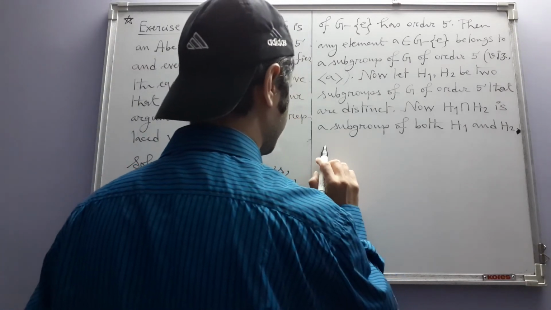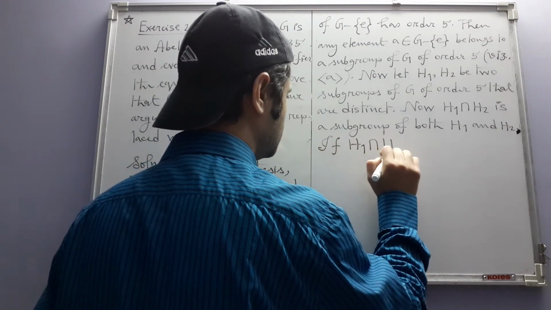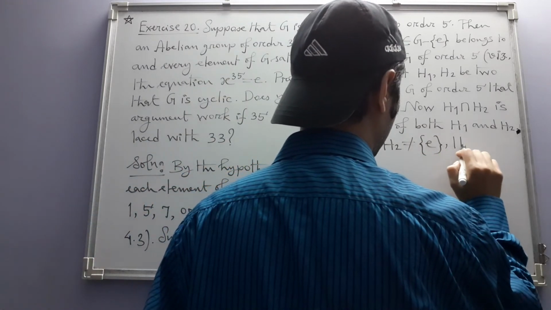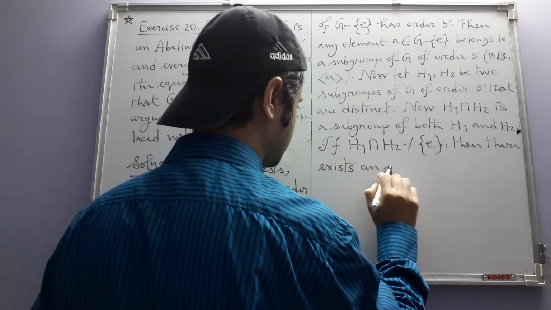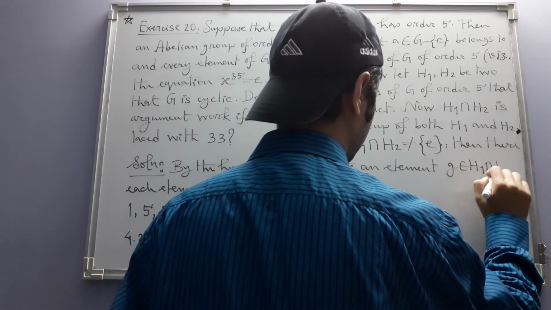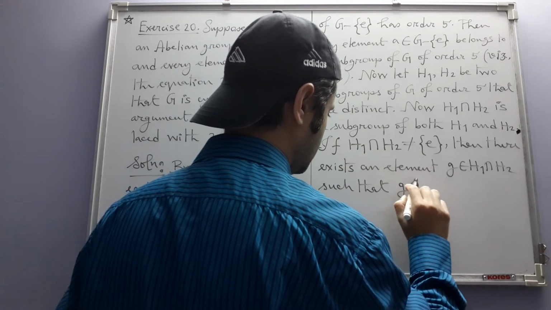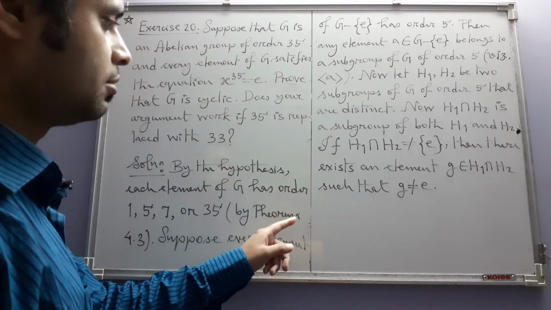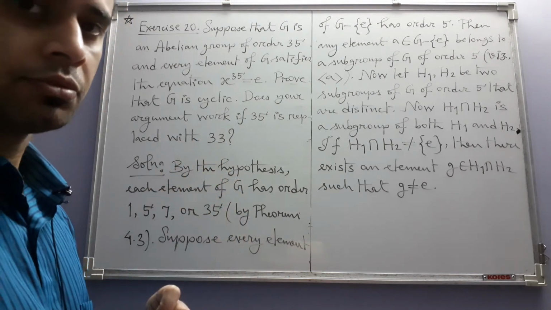Okay. If this intersection is not equal to the trivial group, then there exists an element g belonging to this intersection such that g is not equal to the identity. But now according to our supposition, g being a non-identity element and after all being in the original group G must have order 5.